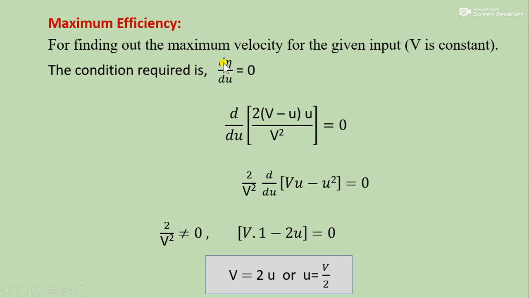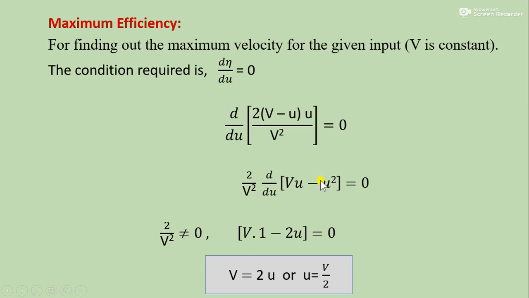So condition will be what? Derivative of efficiency with respect to plate velocity is equal to 0. So d by du of efficiency, the expression is equal to 0. Now 2 by v square are the constant, that's why will be coming out of the bracket. Rest of terms, derivative with respect to plate velocity is equal to 0. As 2 by v square is not equal to 0, means derivative of this bracket is equal to 0.